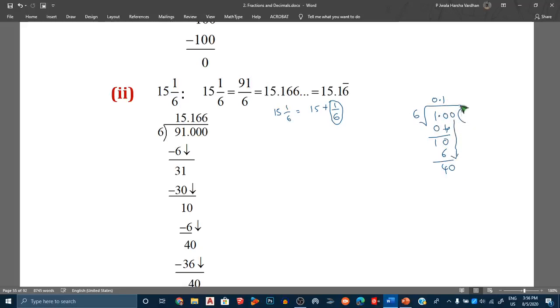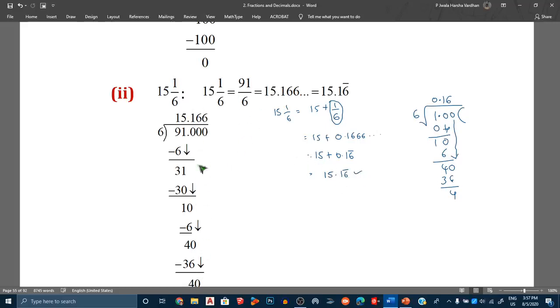That's why you can take how many times? 6 6s are 36, 6 7s are 42. So 6 6s are 36 only. Okay, again you are getting 4, which means it is repeating. This is 0.1666 and it goes on like that. That means 15 plus 0.16 bar. So now you can add these two and write 15.16 bar. Same answer you will get.